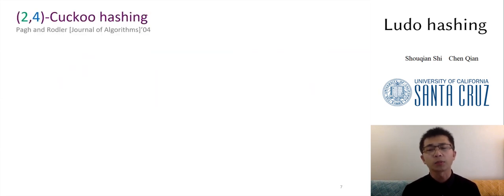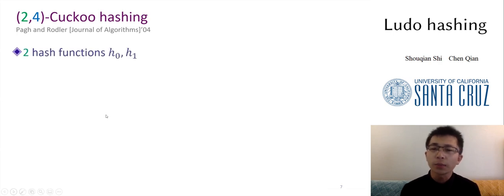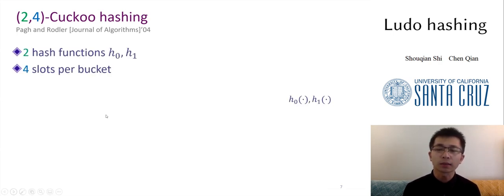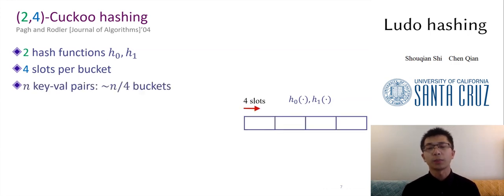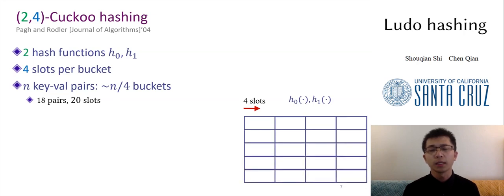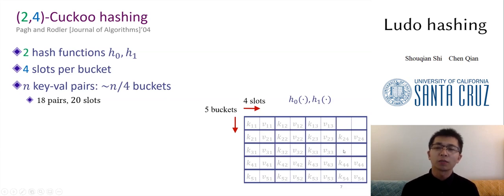Cuckoo hashing partially solves the collision problem by limiting the number of colliding keys. A popular version of Cuckoo hashing is 2-4 Cuckoo, which is associated with the two hash functions h0 and h1. The table space is organized as buckets and slots, where there are 4 slots per bucket, and the proper number of buckets to hold the key-value pairs. As an example here, 18 key-value pairs are placed into 5 buckets and 20 slots in total, with 2 empty slots.